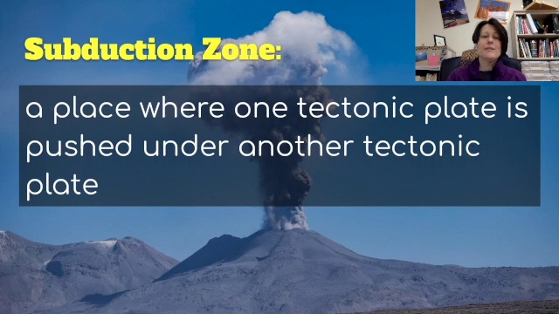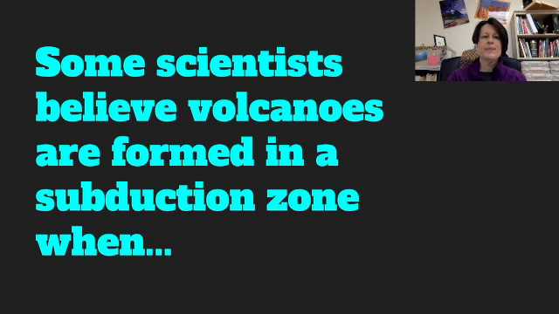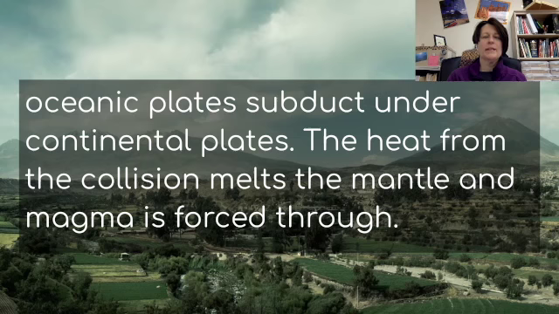The other place we see volcanoes is along subduction zones. This is a place where one tectonic plate is pushed under another tectonic plate. Some scientists believe volcanoes are formed in a subduction zone when oceanic plates subduct under continental plates. The heat from the collision melts the mantle and magma is forced through.